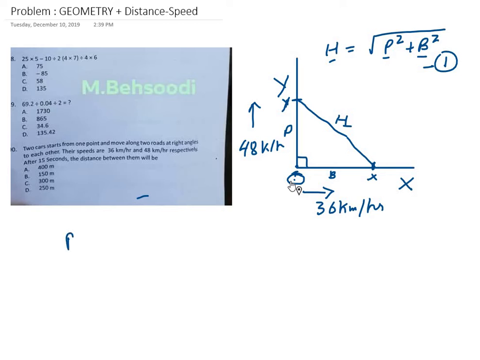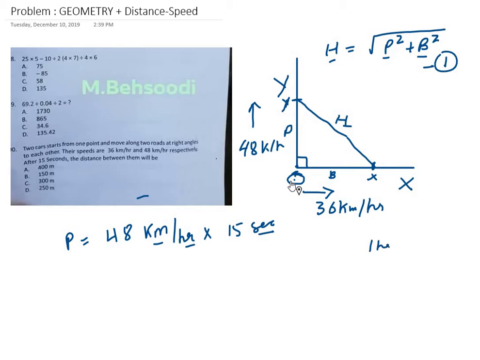So P is basically speed, and we have to specially take care of the units here, otherwise we can make a mistake. P is 48 km per hour speed multiplied by time, 15 seconds. The speed is given in kilometers per hour, and the time is in seconds. And if you check the options, the answers are given in meters. So what can we do here? Let's convert hours into seconds.